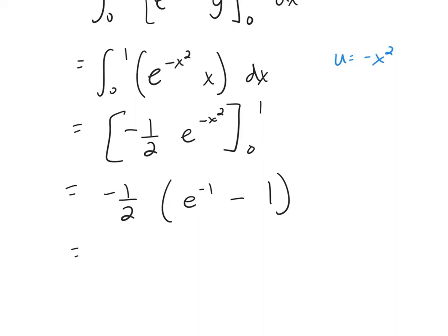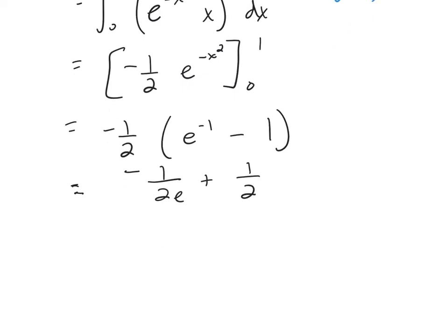So if I distribute, this will be negative 1 over 2e plus a positive 1/2. If I get a common denominator and combine them, it'll be e minus 1 over 2e. And that is the volume.